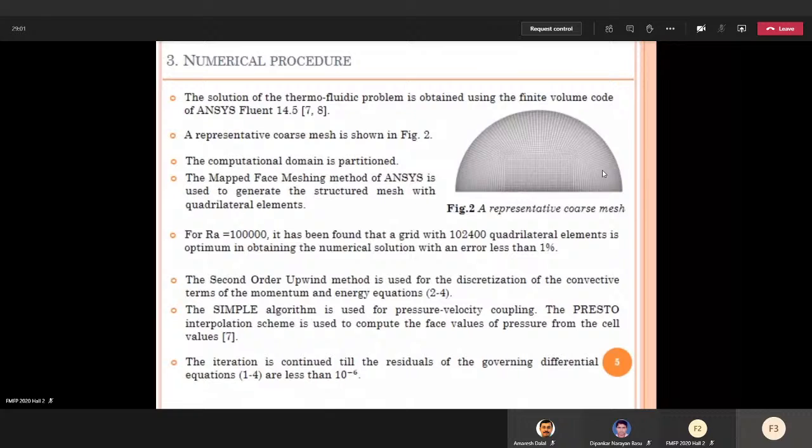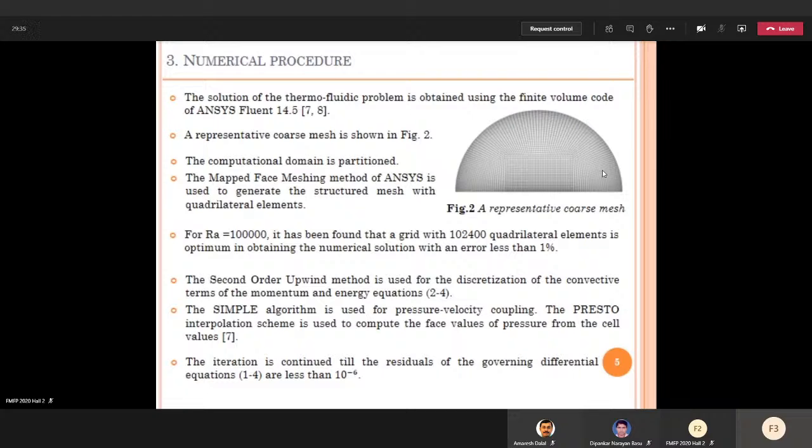Coming to the numerical procedure that is used for obtaining the solution of the problem. The solution of the thermofluidic problem is obtained using the finite volume code of ANSYS. The mesh that is used for discretizing the computational domain is shown in the figure, and it can be seen that the computational domain is partitioned so that we can obtain a structured mesh. The map face meshing technique of ANSYS is used to generate the structured mesh with all quadrilateral elements.